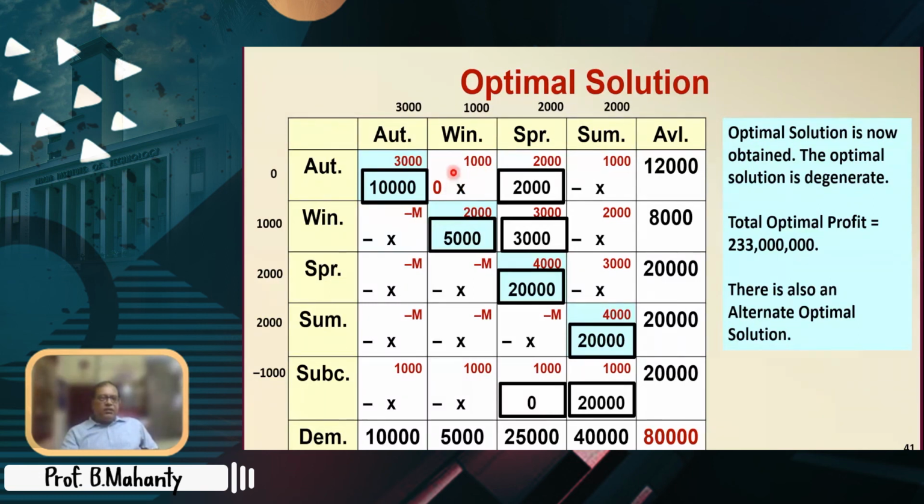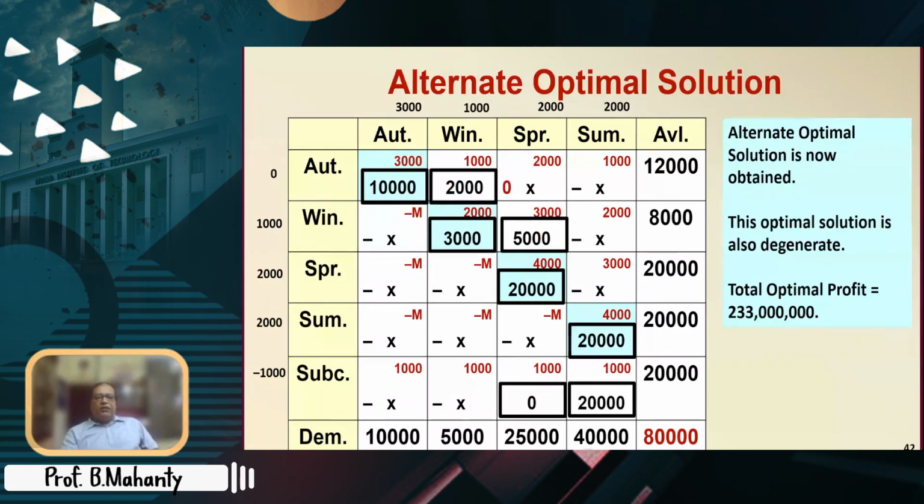So if something goes up here, this goes down, this goes up, and this goes up, this goes down, this goes up, and this goes down. So the minimum to go down is 2000. That means this 2000 will come here. So an alternate optimal solution is also available in this particular problem.